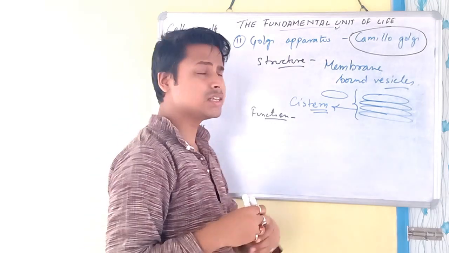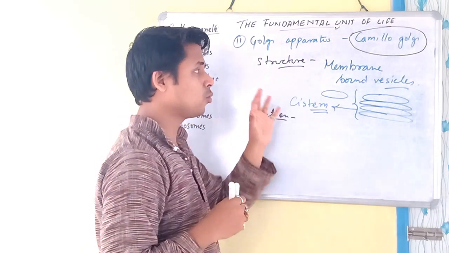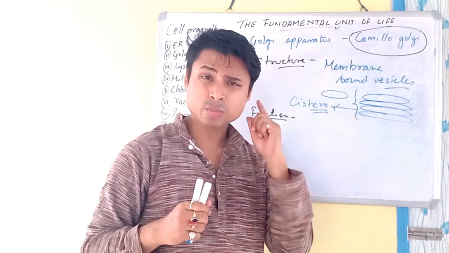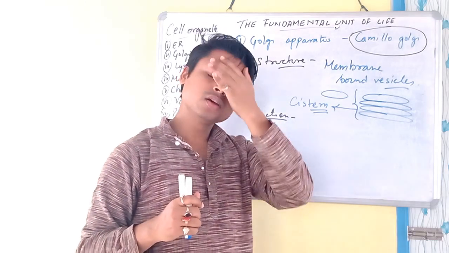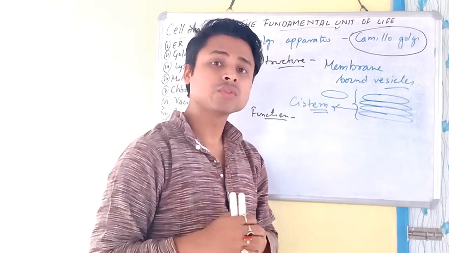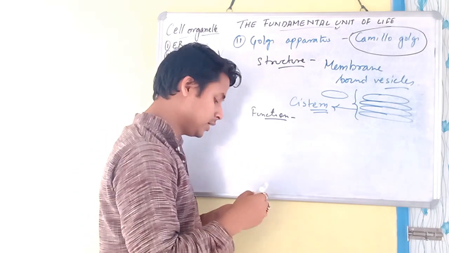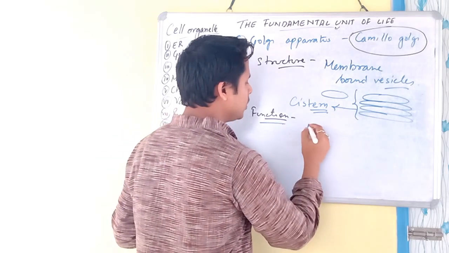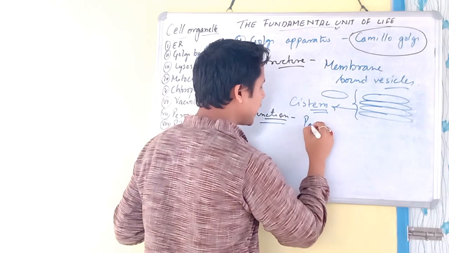Now, what does this Golgi do? The Golgi has a very good role. Whatever things have been manufactured in the endoplasmic reticulum, the manufacturing site, lipids and proteins, now these things have to come for packaging, right? So in function, the Golgi apparatus does packaging.